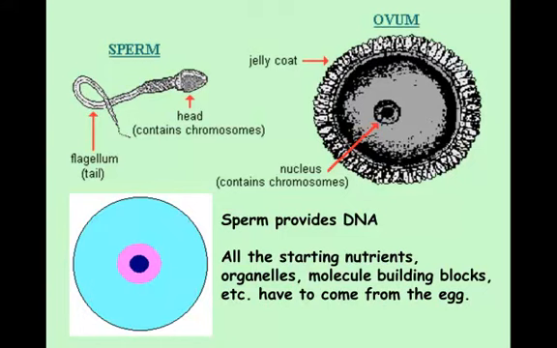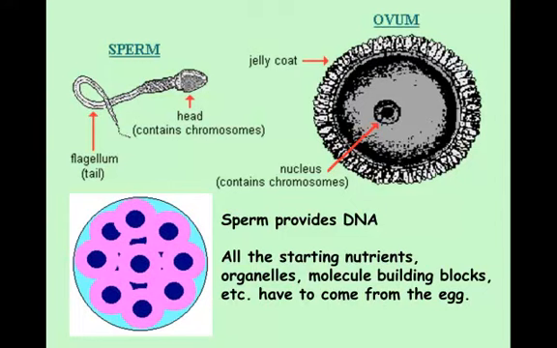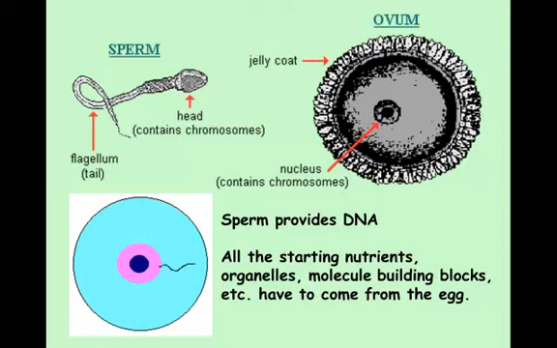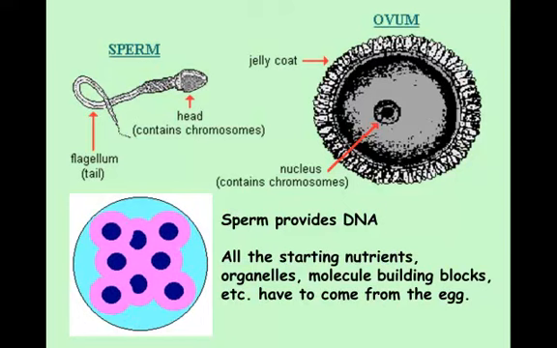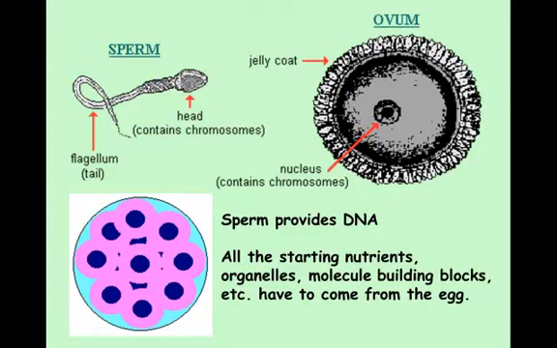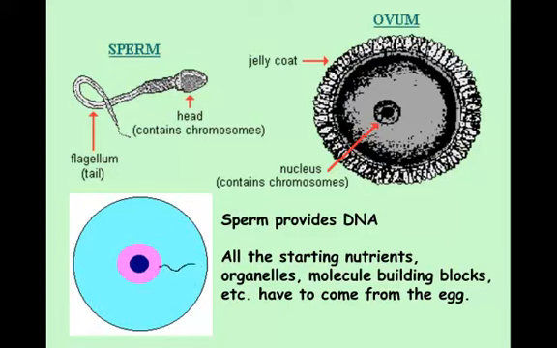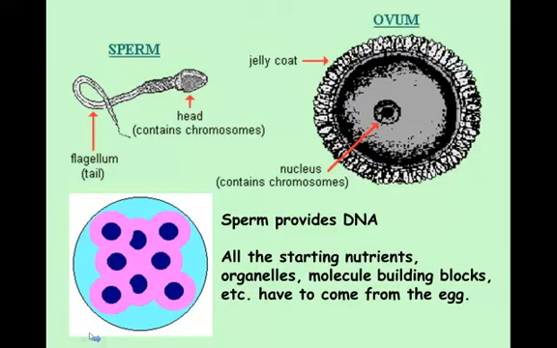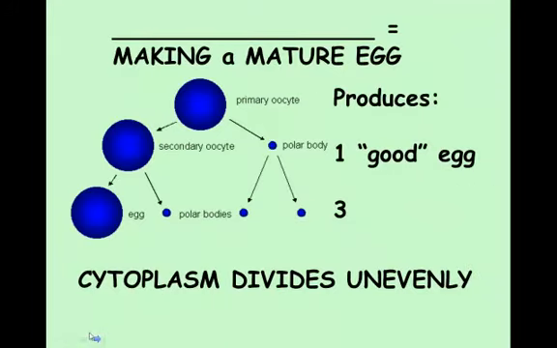Most of the cell parts, the starting material, the nutrients, the organelles, all those molecule building blocks, we talked about proteins and carbs and all of those molecules from our first chapter, that are going to provide the start for the baby is really coming from that egg cell. And so because we want to have the best start for the baby, the most cytoplasm available for that starting cell, the meiosis that makes egg cells is a little bit different than the meiosis that makes sperm.